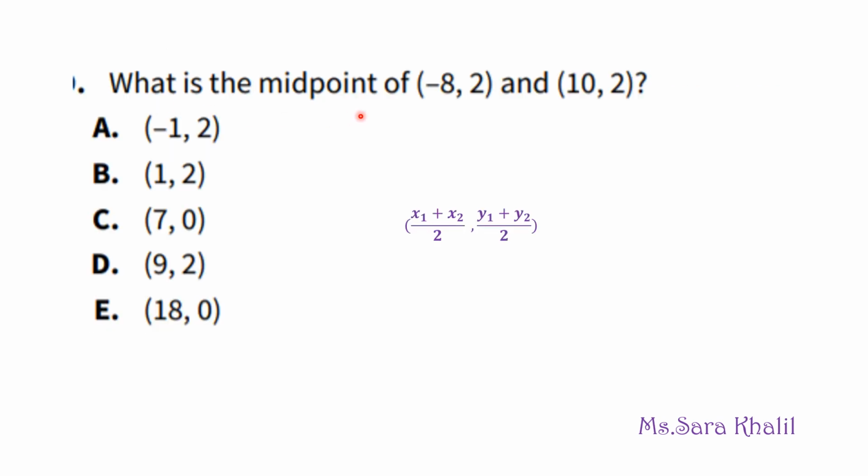What is the midpoint of negative 8 and 2, 10 and 2? Here is the midpoint formula. You are just going to add the x's together and divide by 2, add the y's together and divide by 2. And so your answer will be B, because this is going to give me 2, and 2 divided by 2 is 1. I would directly pick the answer that has 1 because all the rest do not have 1. Don't waste the time. And of course 2 plus 2 divided by 2 would give me 2.